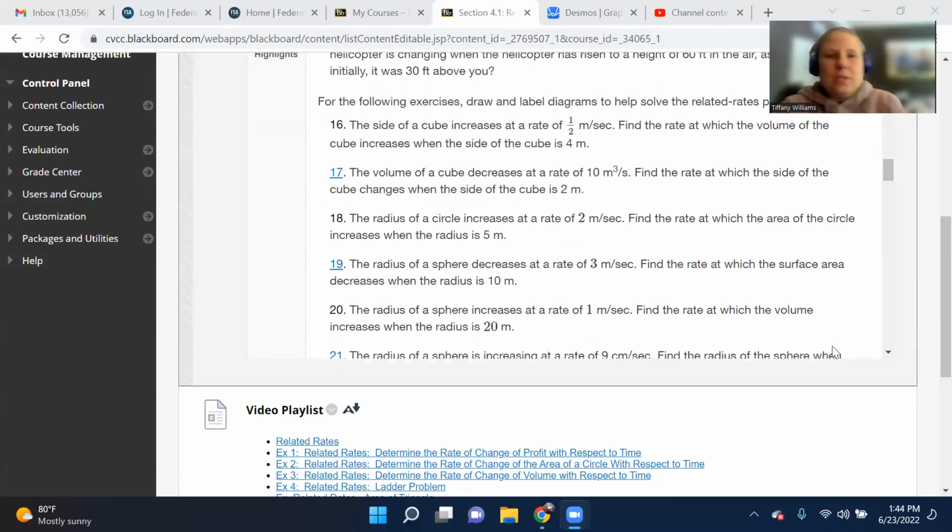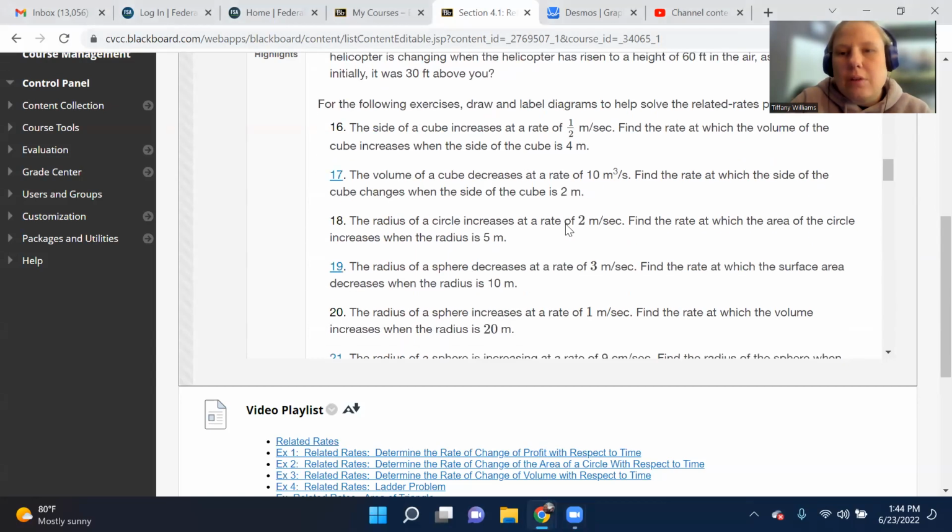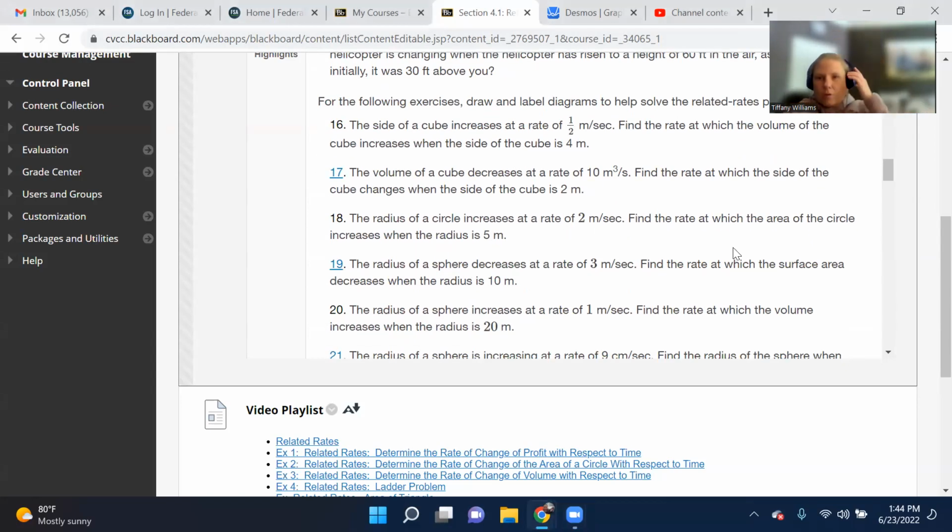On number 17, the directions ask us to draw and label diagrams to help solve the related rate problems. So same thing that we were doing, it's just this time they don't even give us pictures to go by.